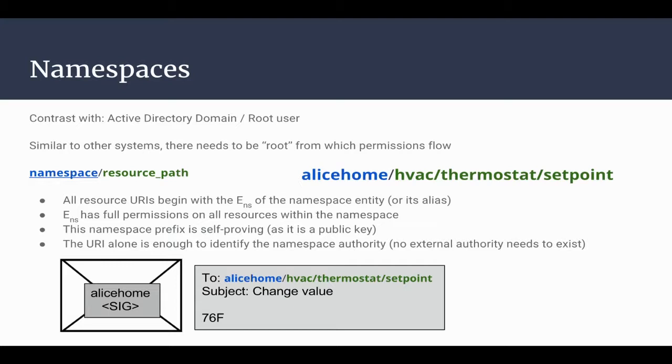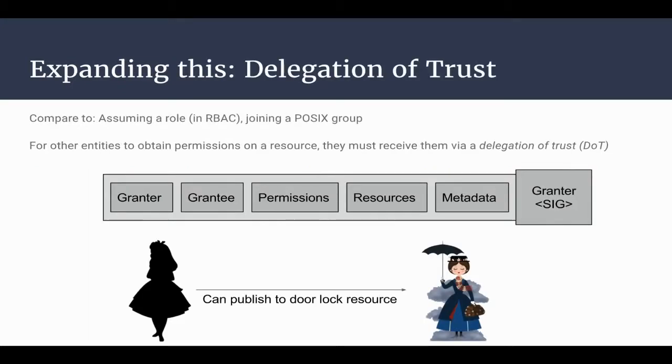Of course, it's not very useful if the only entities that are authorized to interact with resources in a namespace are the ones that created it. So you need a way to expand this out. And in our case, this is a delegation of trust. So it's similar to assuming a role or joining a POSIX group in other systems. Basically, a delegation of trust confers some permissions from one entity to another. And we know that the namespace entity has complete permissions, so as that entity grants to other entities and they in turn further delegate it, we get this expansion of trust.